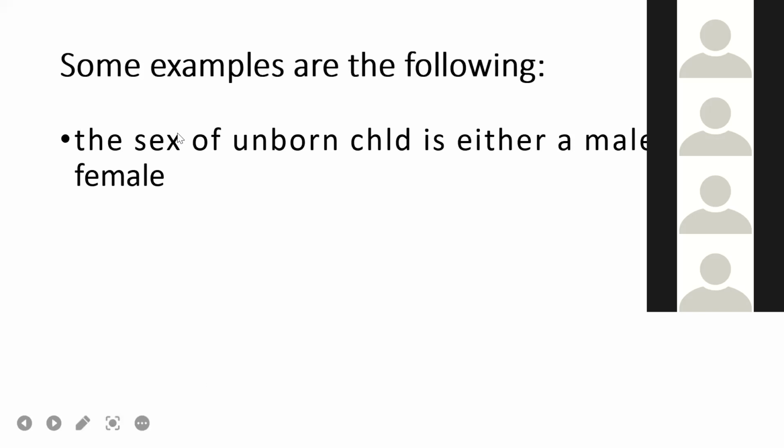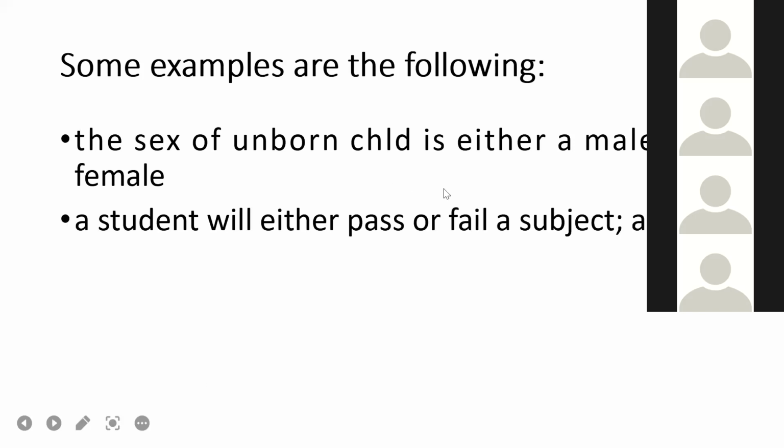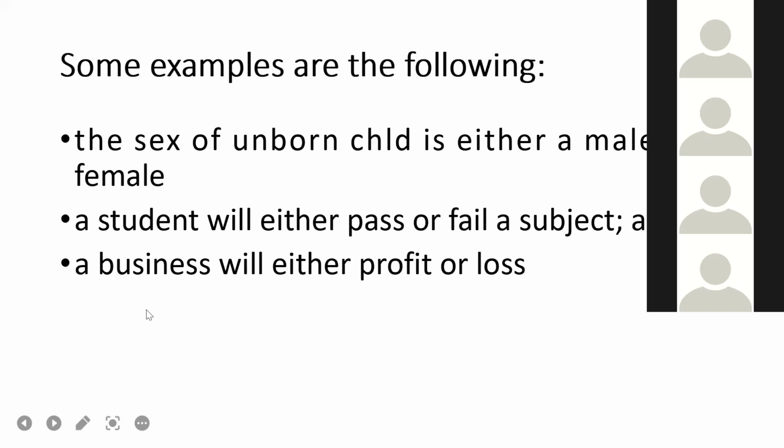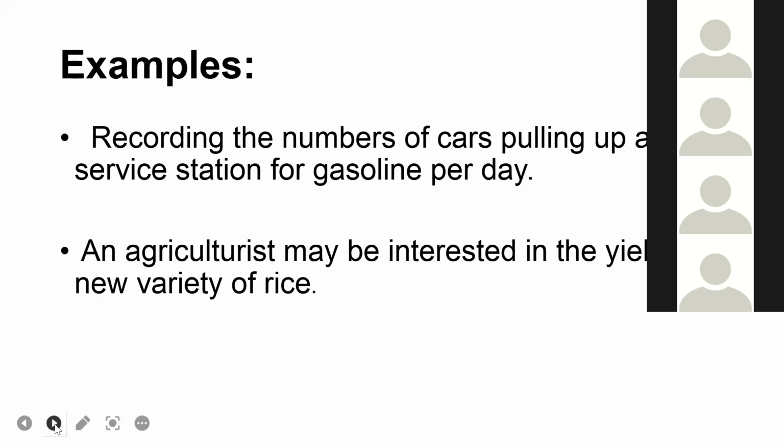Okay, so these are some examples. The sex of unborn child is either a male or a female. A student will either pass or fail a subject, and a business will either profit or loss. Another example, recording the numbers of cars pulling up at the service station for gasoline per day. These are example of random experiment. Next, an agriculturist may be interested in the yield of a new variety of rice.